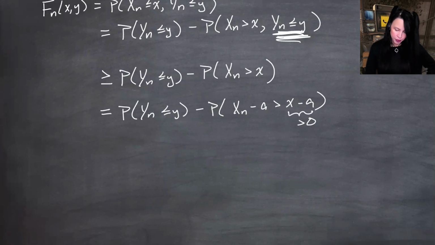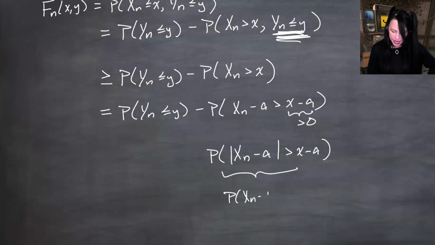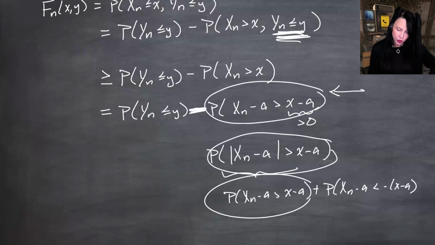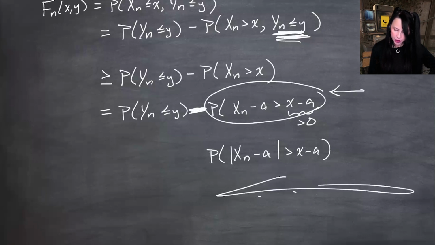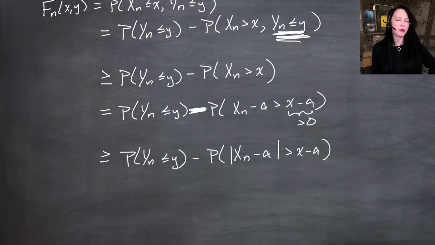So if I replace that second probability with the probability that X_n minus a in absolute value is greater than x minus a, this would be the probability that X_n minus a is greater than x minus a, plus the probability that X_n minus a is less than the negative of x minus a. So this is right up here. So if I were to put this in place of this, I would be subtracting something larger, which would overall get everything to be smaller. So this line is greater than or equal to the probability that Y_n is less than or equal to y minus this probability. When I put the absolute value on, I'm actually subtracting more stuff, making it smaller than the line above.